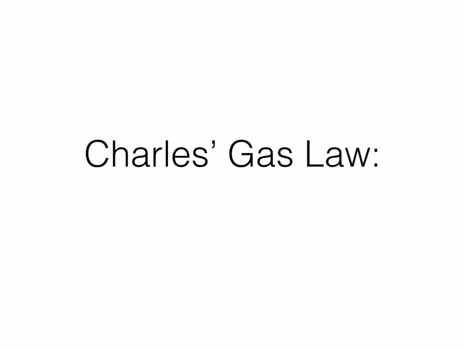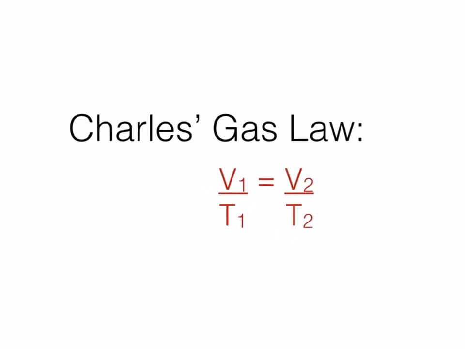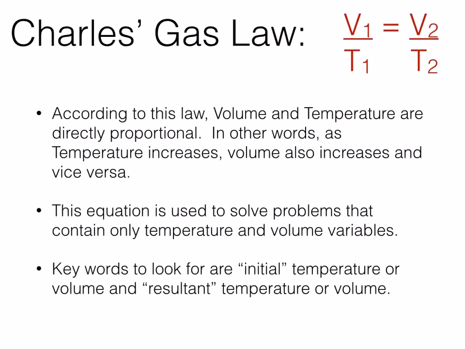A second equation that we looked at before was Charles' Law. This equation is written as follows: the volume divided by the temperature in the first instance, and V2 divided by T2 in the second instance. According to Charles' Law, the volume and the temperature are directly proportional to one another. What this means is if you increase temperature, the volume is going to increase.